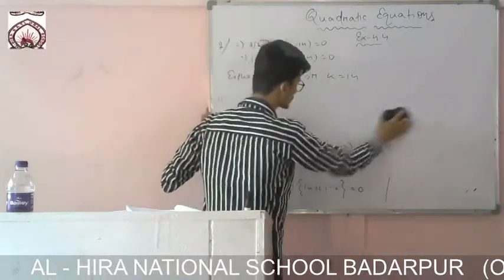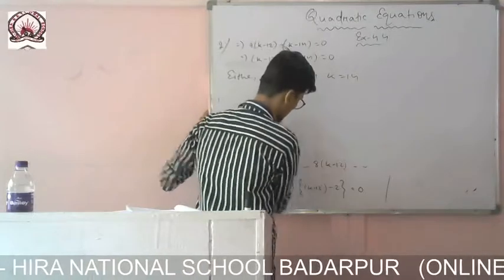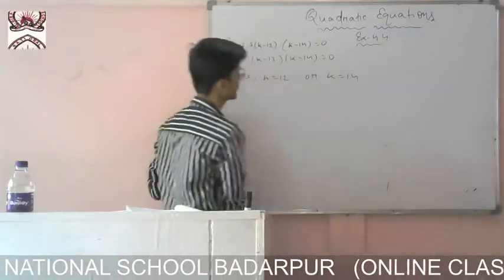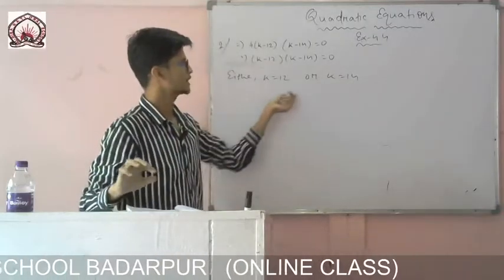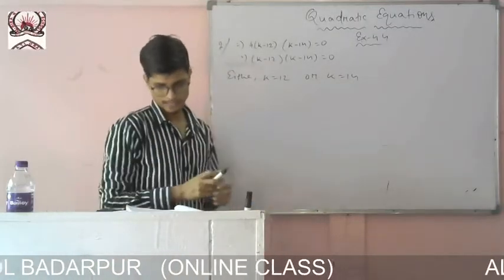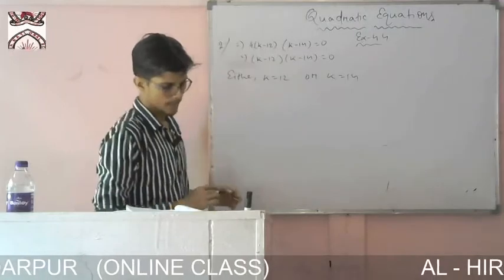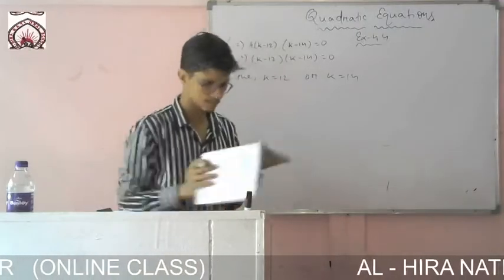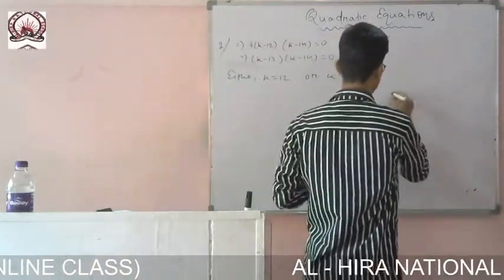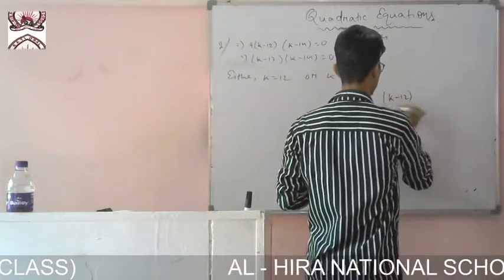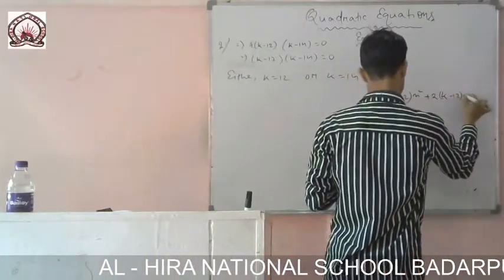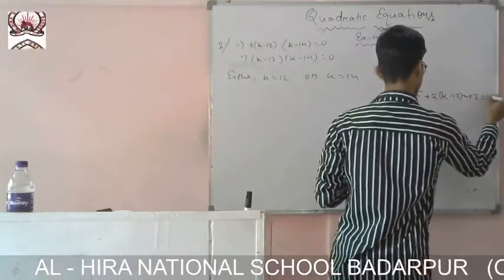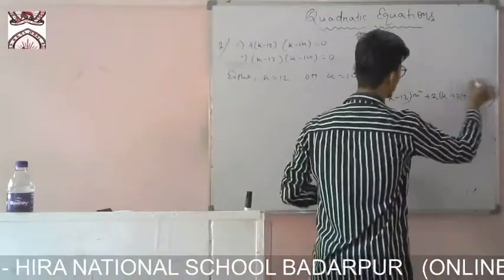But now the most interesting thing comes here. Normally you can keep up to here, but that will not be correct, because out of these two options one is not correct. You see here, the main question, what is it? Let me write it here so that I can relate it. So the question is (k minus 12) x square plus 2 into (k minus 12) x plus 2 equals to 0. So this is our main question.